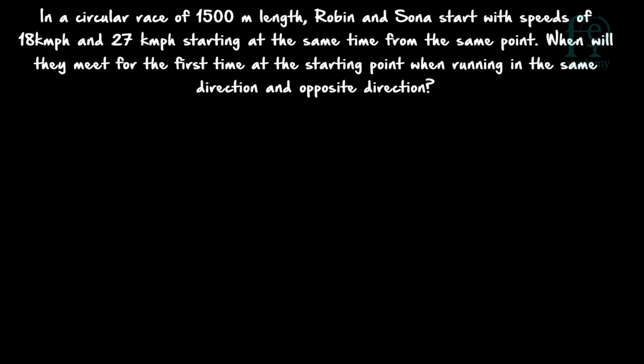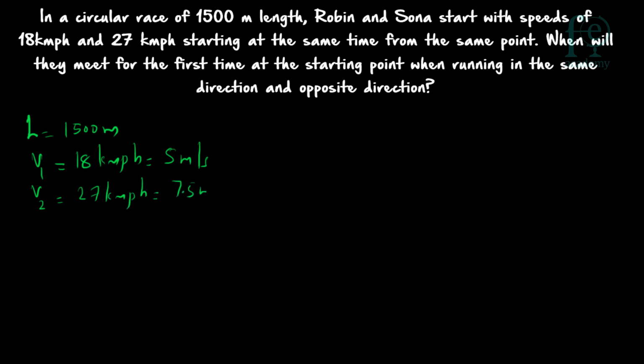There are two runners, Robin and Sona. The speeds of Robin and Sona are given. Also the length of the circular track is given. So L is equal to 1500 meter and the speeds are given. So V1 is equal to 18 km per hour, which is equal to 5 meter per second. So the length is in meters, so you have to convert speeds from kilometer per hour to meter per second. And V2 is equal to 27 km per hour, which is equal to 7.5 meter per second.